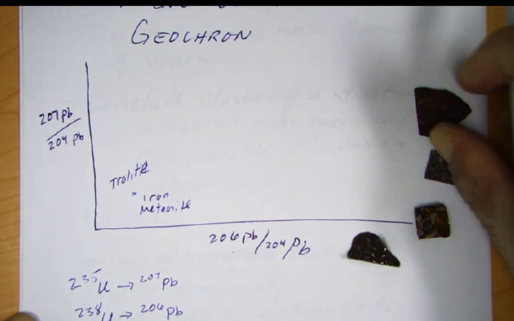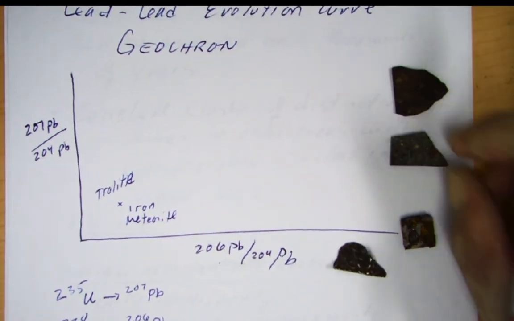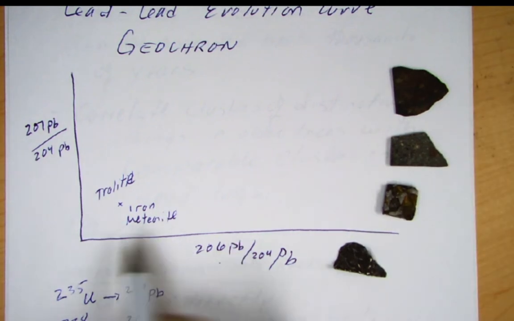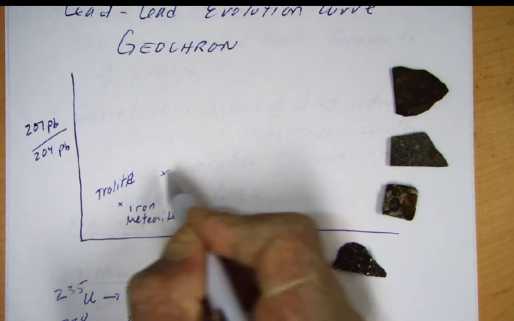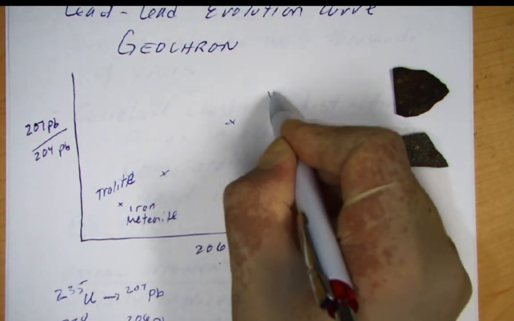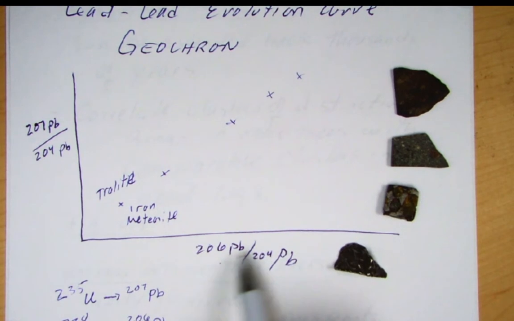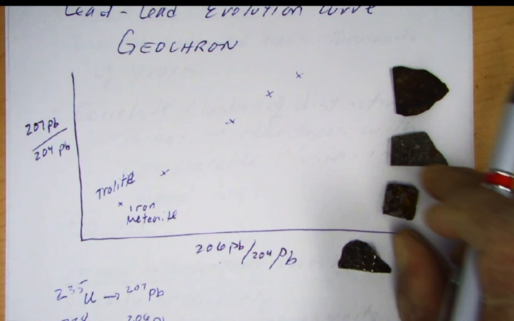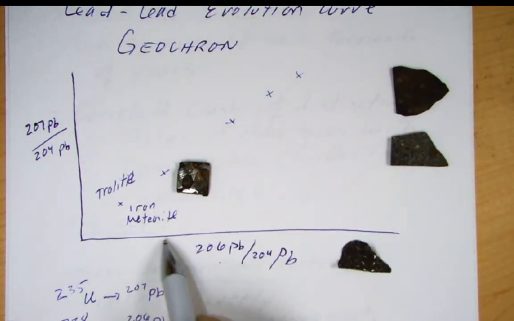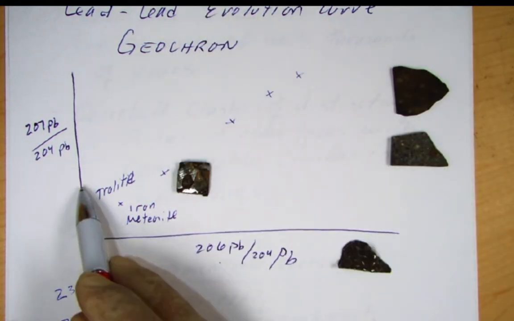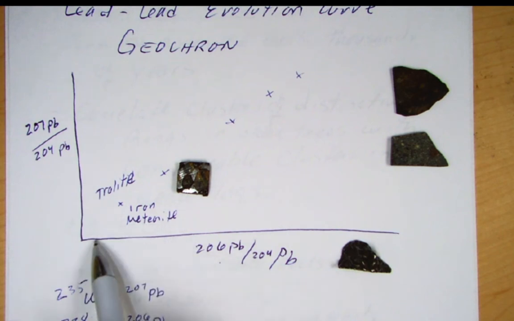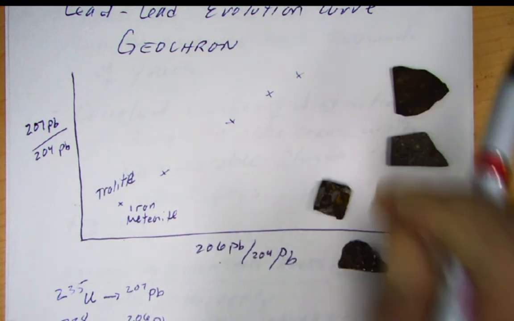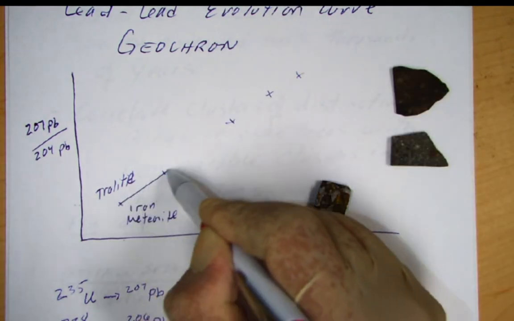But these chondrites, because they vary in their amounts of uranium, are going to have higher 206 and higher 207. So they're going to plot out in a line like this. The ones that have more uranium will have more 206 and more 207. The ones that have less uranium, like this one here, will have a little bit less 206 and a little bit less 207. Obviously, the iron meteorites have the smallest 206 and smallest 207. So when you plot these, they essentially make a straight line.